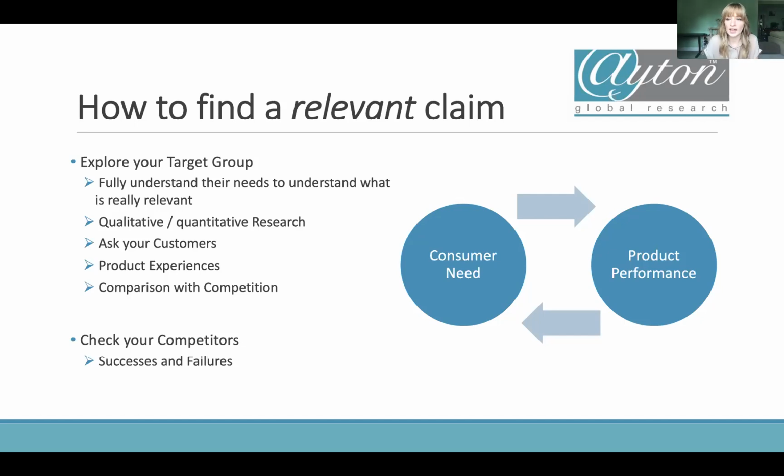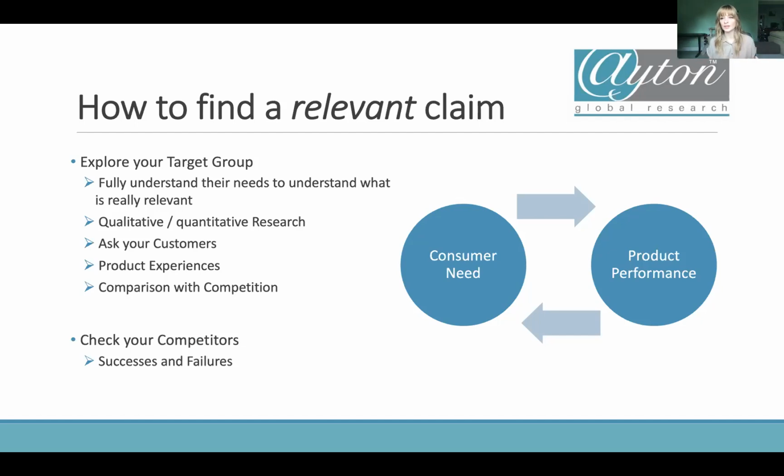I think places like the ASA, the Advertising Standards Authority, their website's really helpful because they have their cases published on there, and you can see what kind of similar claims have been put out there, what's been upheld as a case, what's not been upheld, and what kind of evidence wasn't accepted or was accepted by the ASA. So looking at failures is just as important as looking at the successes of your competition as well.